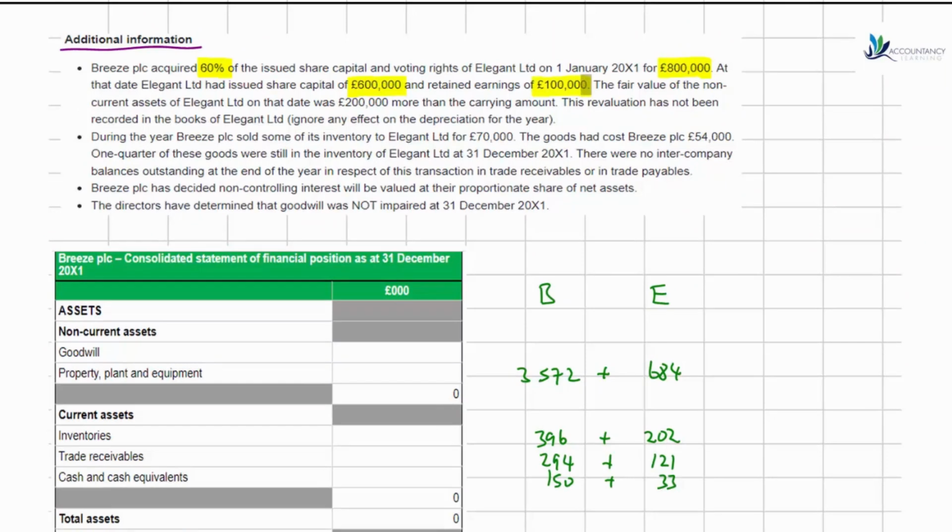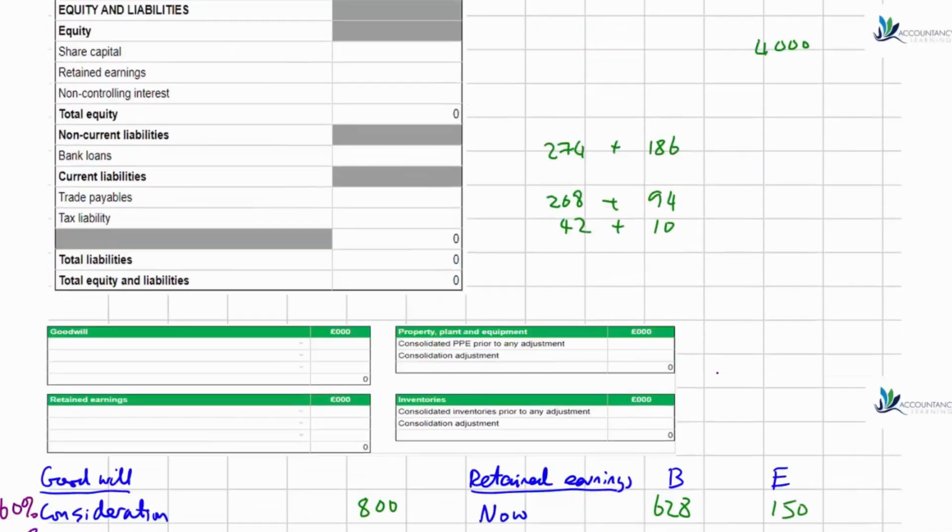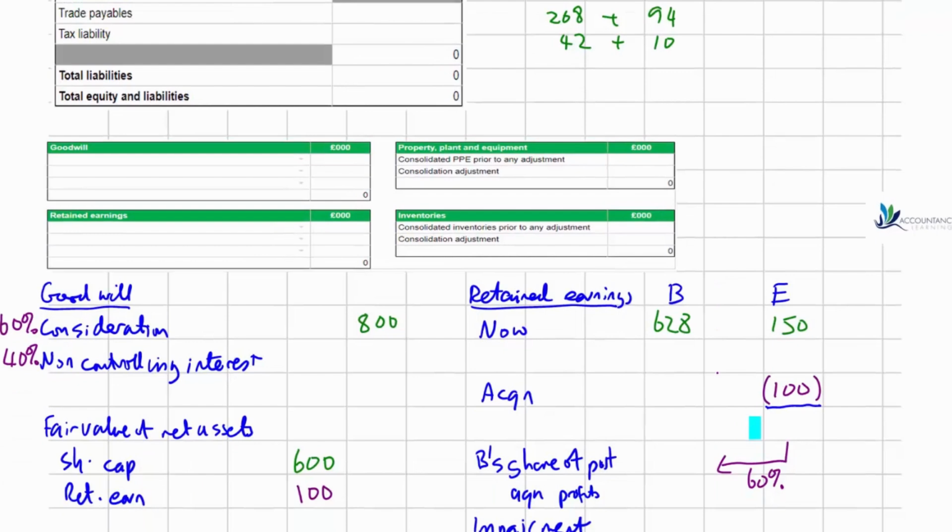Now it further tells us the fair value of the non-current assets of Elegant on that date was 200,000 more than the carrying amount, and the revaluation has not been recorded in the books of Elegant. So that means we need to make an adjustment for that fair value. It tells us that our property, plant and equipment is worth 200 more than the book value. So we need to increase our property, plant and equipment by that 200. There's our debit. But also that's part of our goodwill calculation, because we need to consider the fair value.